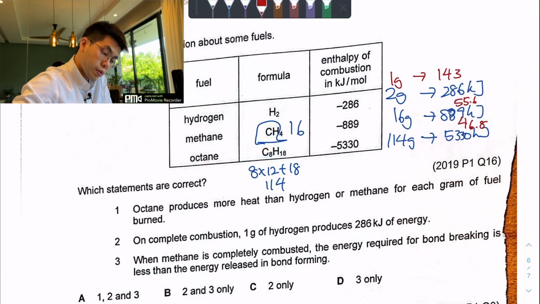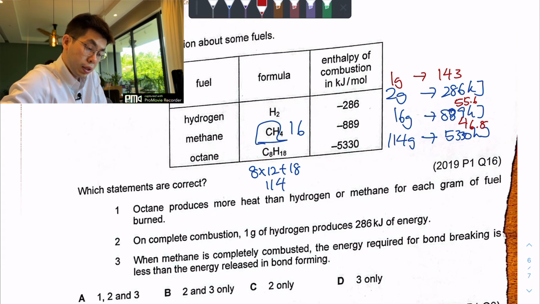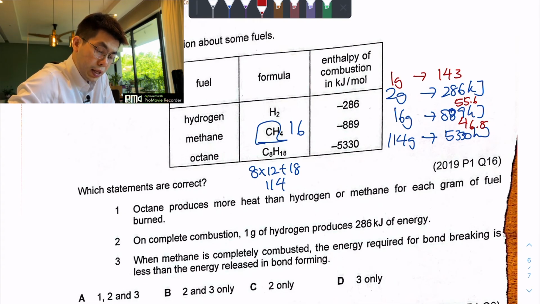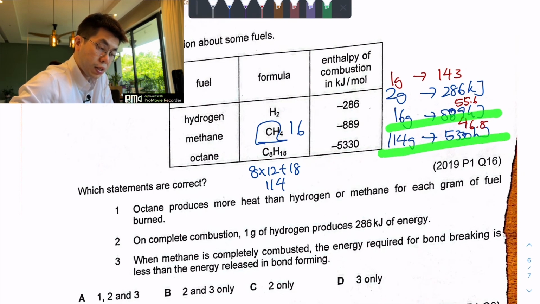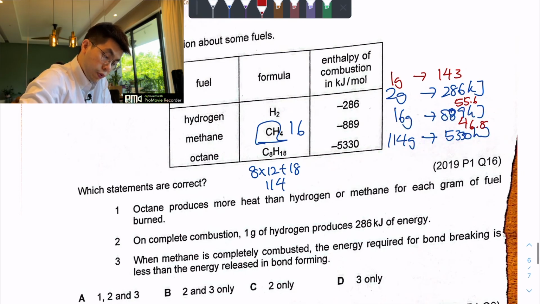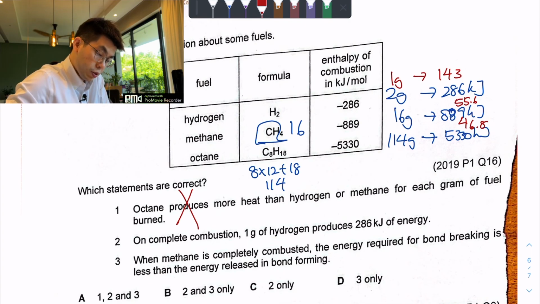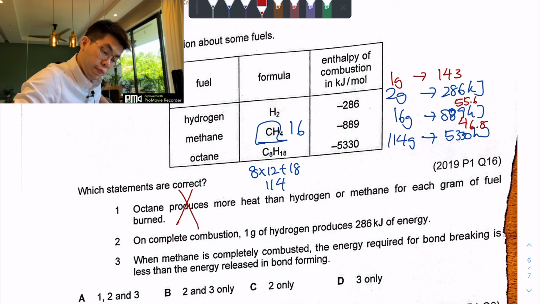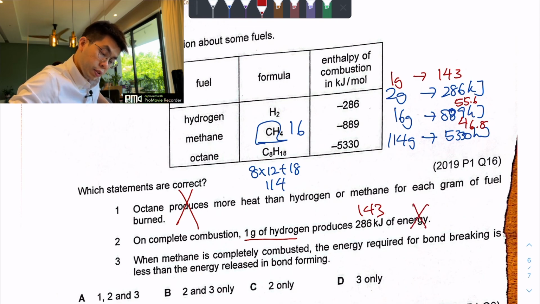So now the statement says that octane produces more heat than hydrogen and methane per gram. So is that true? 1 gram of hydrogen produce 143, 1 gram of methane produce 55.6, and 1 gram of octane produce 46.8. So this statement is not true. Okay, next one. On complete combustion, 1 gram of hydrogen produce 286. So let's look at it. Is that true? That is not true, because 1 gram of hydrogen produces 143. This is not true. Last one, methane is completely combusted.